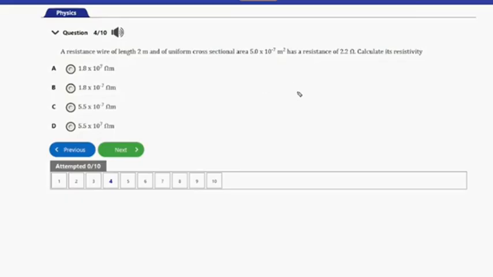It says a resistance wire of length 2 meters and of uniform cross-sectional area 5.0 times 10 to the power of negative 7 meters squared has a resistance of 2.2 ohms. Calculate its resistivity. So guys, again, we are still going to employ our normal formula. Resistance is equal to rho L over A. That's resistivity times length over area. So here we are calculating for resistivity. So make resistivity the subject of this equation, which is resistance times area over the length.